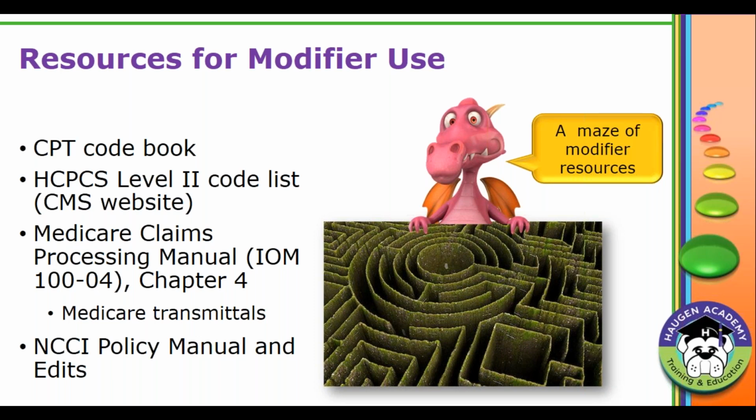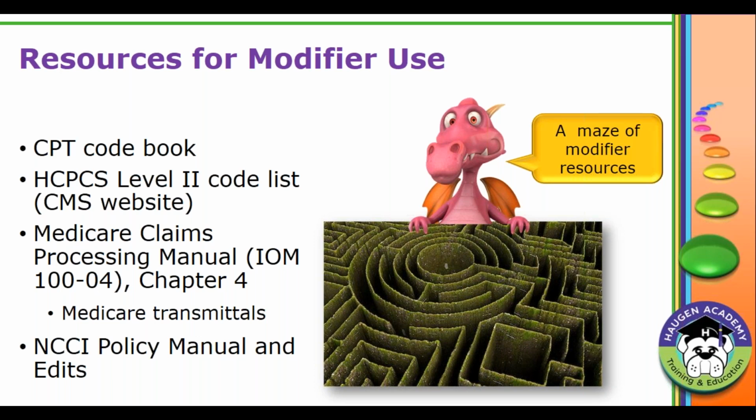The HCPCS Level 2 code list is another resource because it's not just CPT modifiers. We also have HCPCS Level 2 modifiers. And if you don't purchase a HCPCS Level 2 codebook every year, have no fear. As a matter of fact, there's really no need to, because those codes and modifiers are updated quarterly and they are available on CMS's website for free. You can just download an Excel file and view those without having to pay the $70 or whatever it is they're charging for a Level 2 HCPCS book.